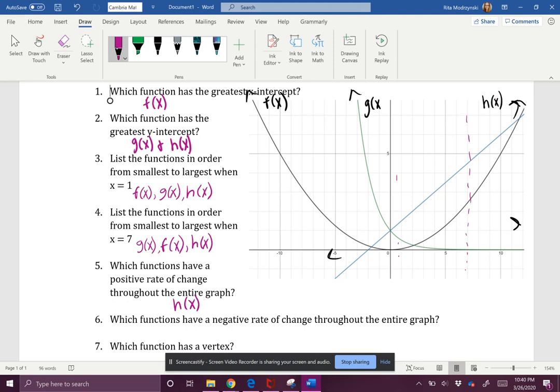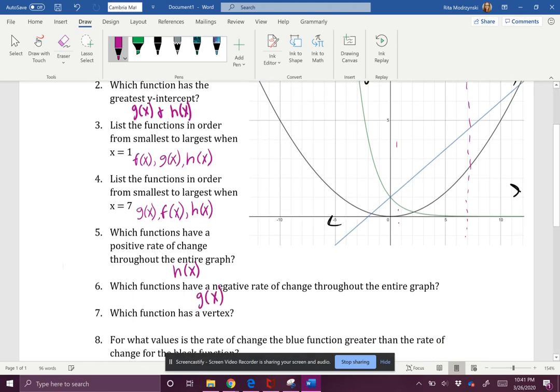It is decreasing all the way to its asymptote, and even though we can't tell if it's decreasing there, if we were to zoom in on Desmos, we would still see it. So which functions have a negative rate of change throughout the entire graph? G of x does.